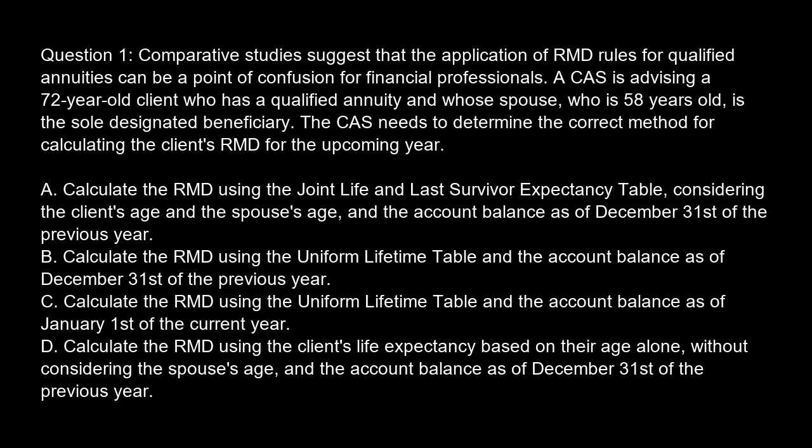Option A. Calculate the RMD using the joint life and last survivor expectancy table, considering the client's age and the spouse's age, and the account balance as of December 31st of the previous year. Option B. Calculate the RMD using the uniform lifetime table and the account balance as of December 31st of the previous year. Option C. Calculate the RMD using the uniform lifetime table and the account balance as of January 1st of the current year. Option D.